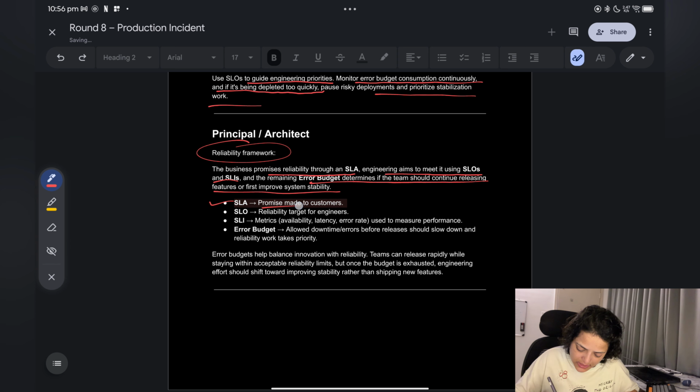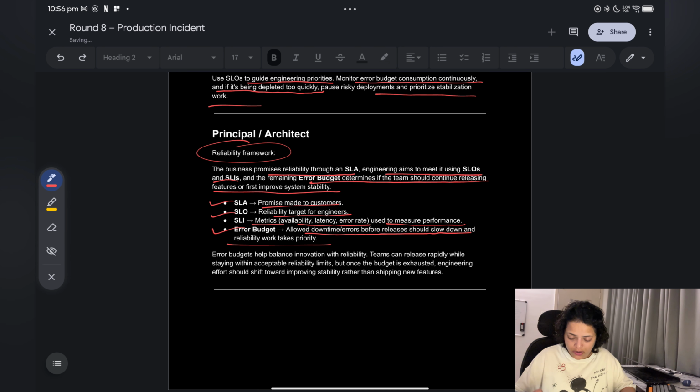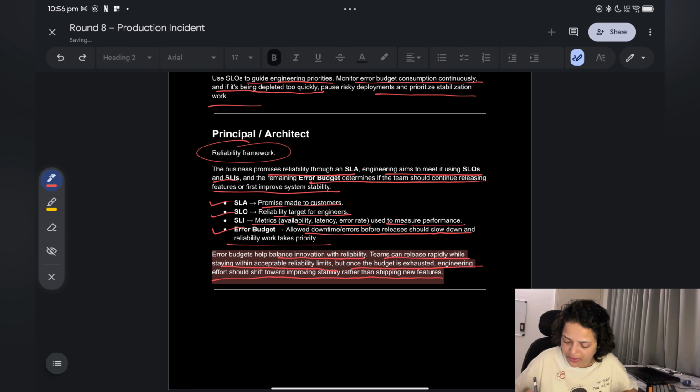So here SLA is the promise made to the customer, and SLO is the reliability target for engineers. SLI is the metrics like availability, latency, and error rate used to measure performance. And error budget is the allowed downtime or errors before releases should slow down and reliability work takes priority. So error budget helps balance innovation with reliability. Teams can release rapidly while staying within acceptable reliability limits, but once the budget is exhausted, engineering effort should shift towards improving stability rather than shipping new features.